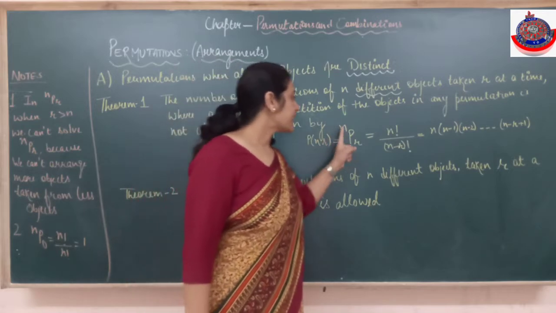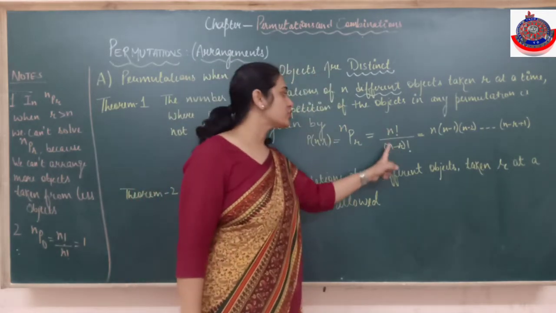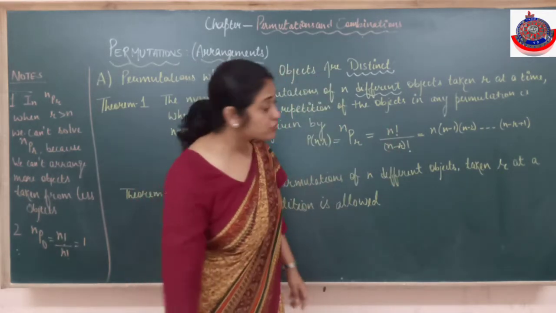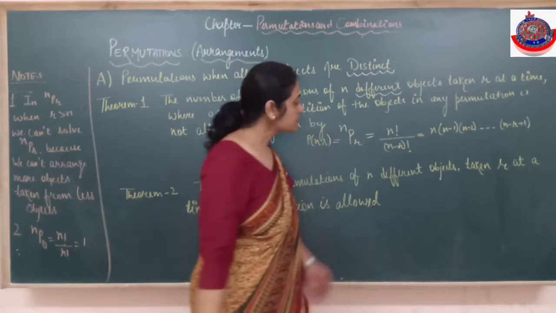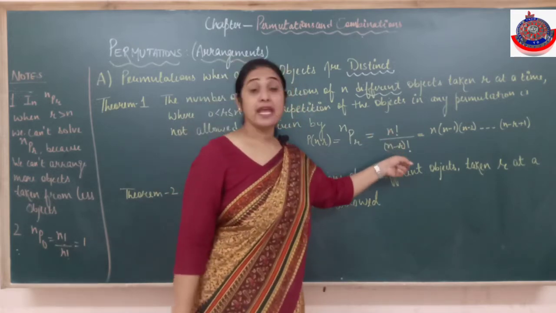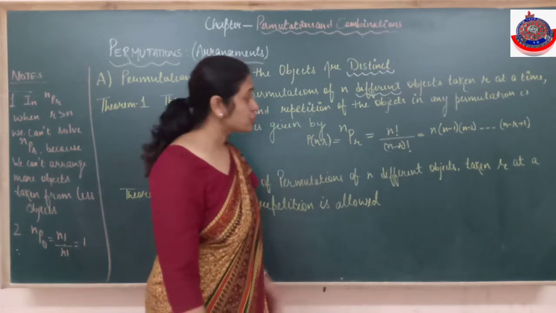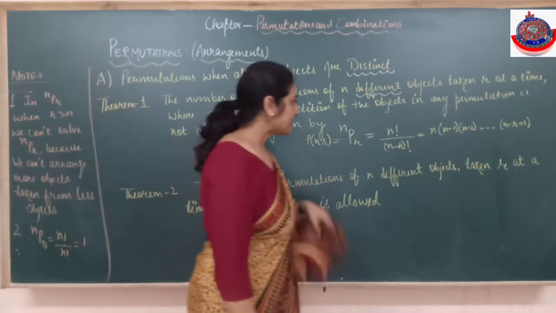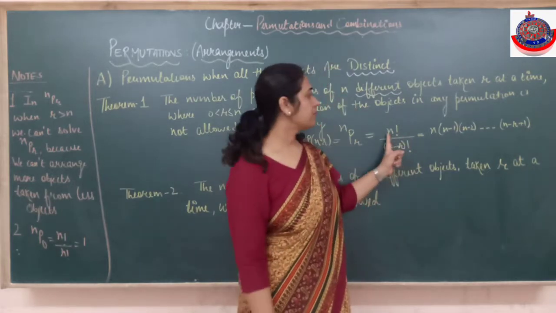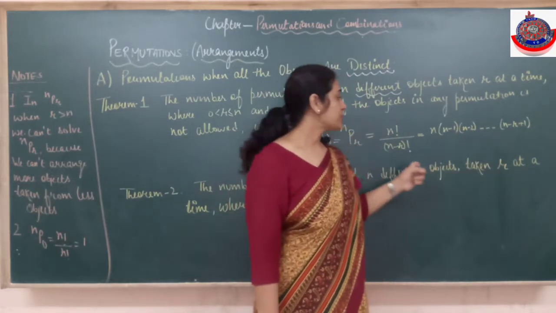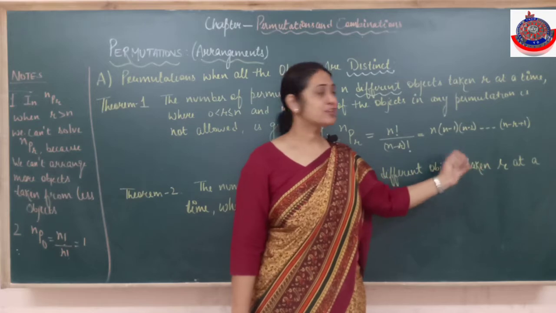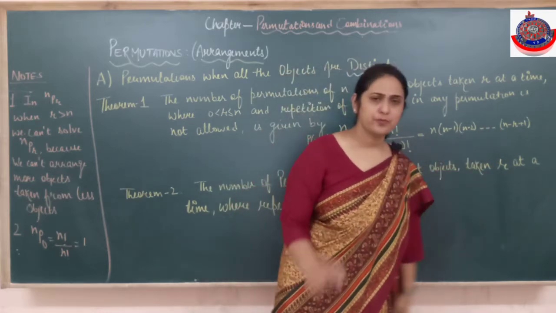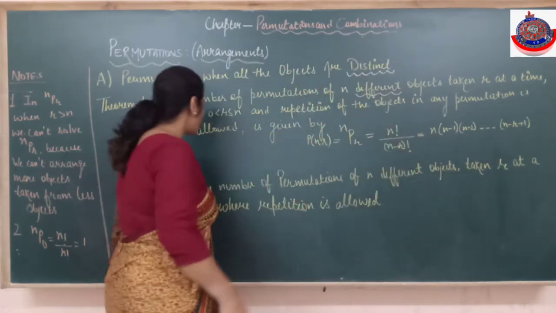And how do we solve it? nPr is n factorial upon n minus r factorial. You will be using this formula for nPr: n factorial upon n minus r factorial. Is it clear? And if I open it, what is the rule? Open the bigger factorial until the smaller one appears and cancel it. So this can be written this way also. I'll give you an example and then you will be able to correlate.